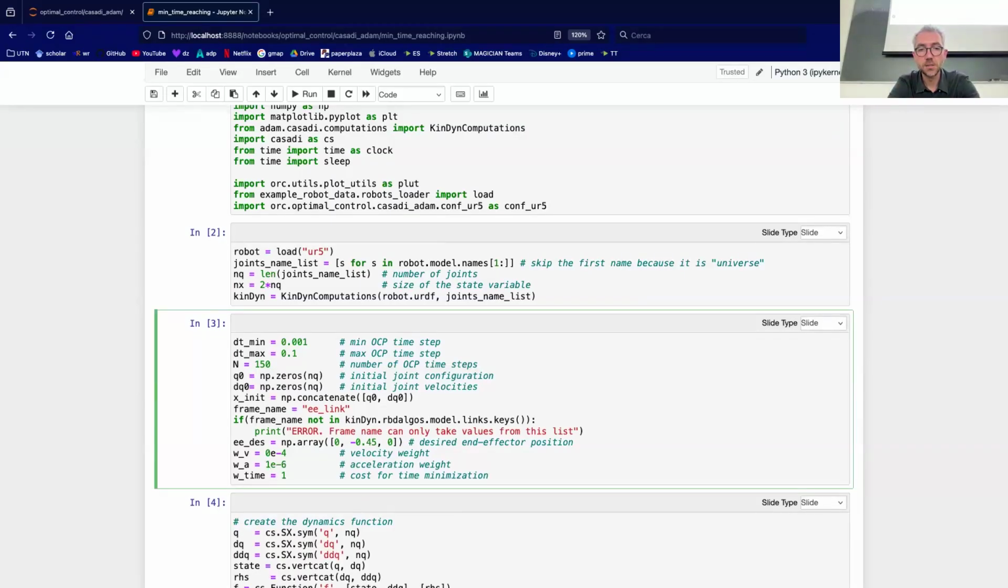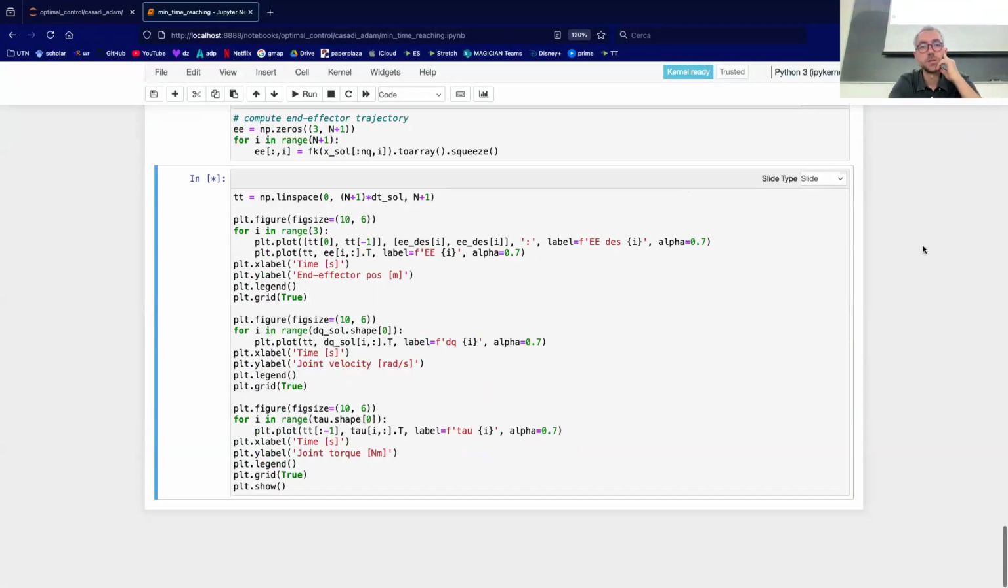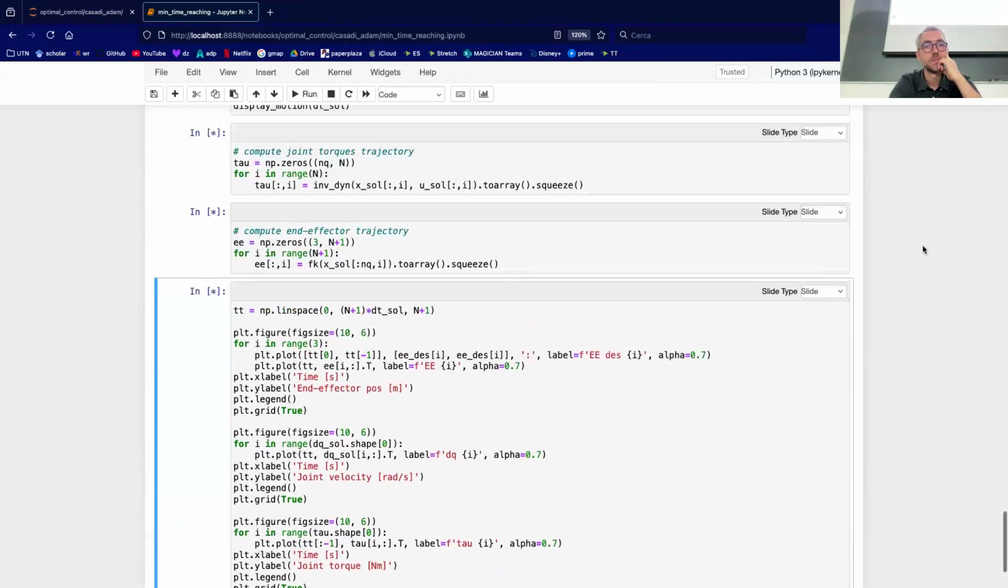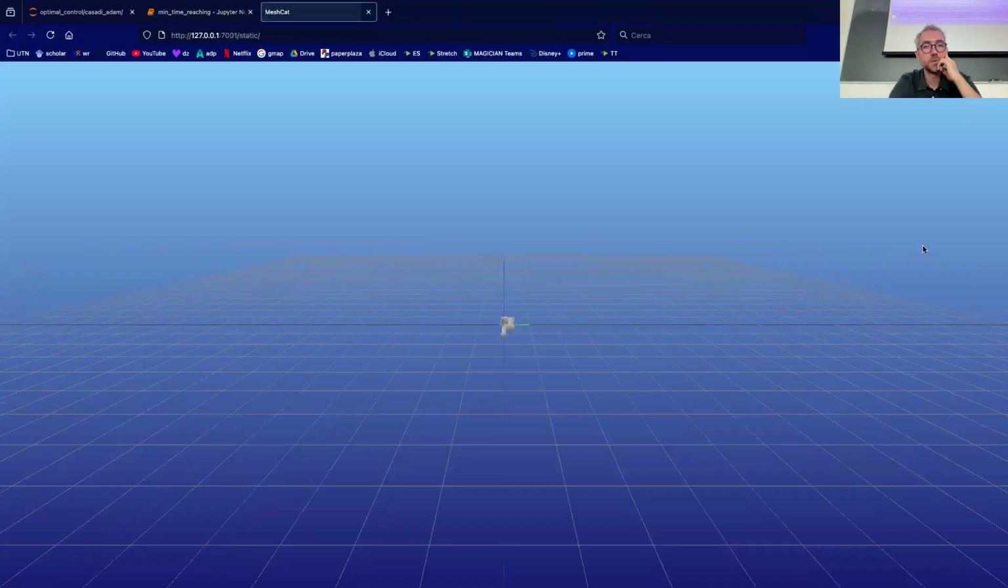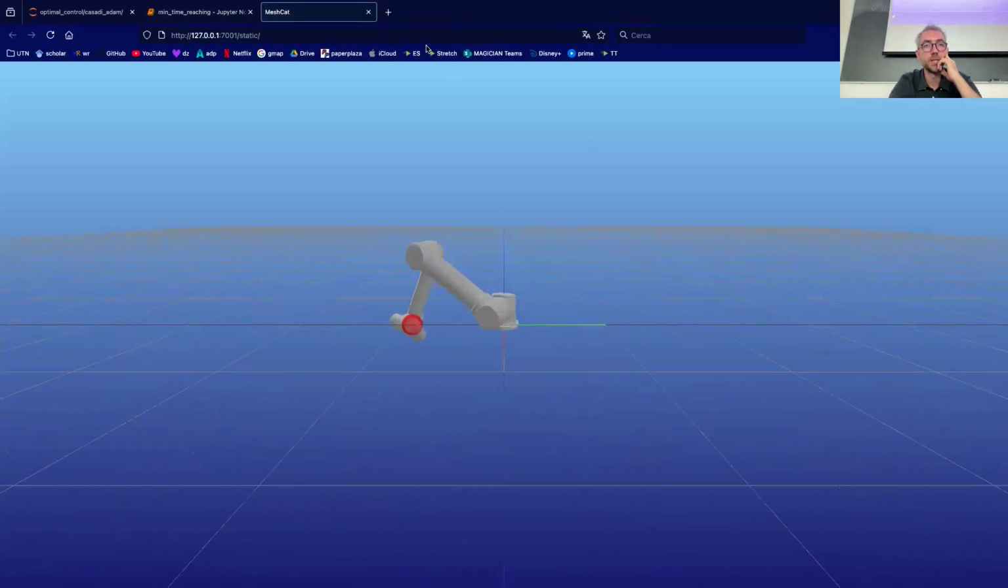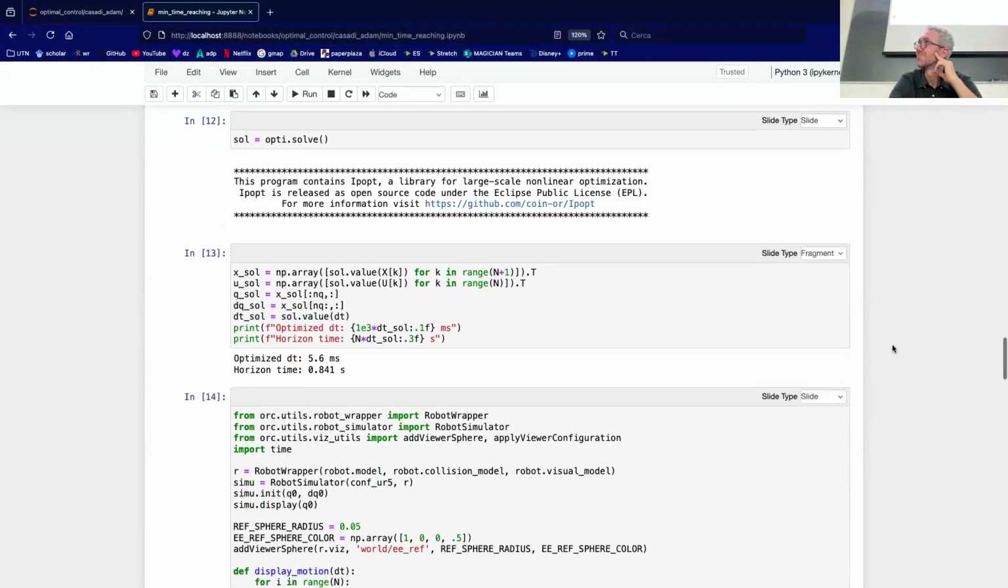I don't know, we add a penalty of 10 to the -5. We rerun everything. By the way, a minimum time problem is quite hard for the solver, so it takes some time to solve it.